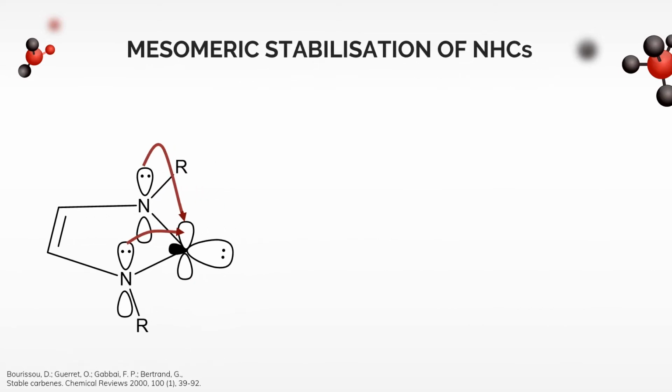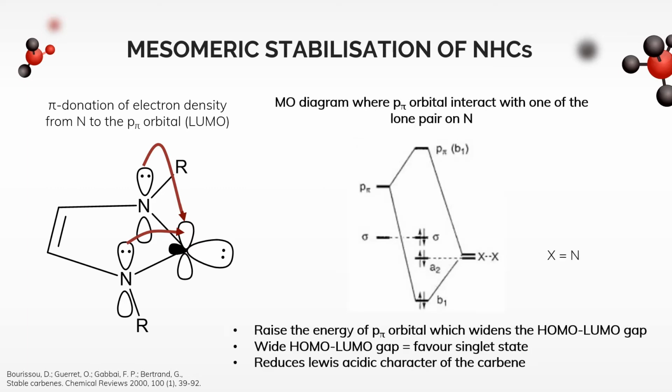For the mesomeric stabilization, it involves the pi donation of electron density from the nitrogen to the p pi orbital, which is the LUMO. From the MO diagram, the LUMO further interacts with one of the nitrogen atoms, which then raises the energy of the LUMO. This widens the HOMO-LUMO gap, and hence, NHCs prefer to be in the singlet state. The donation of electron density to the vacant p orbital also reduces the Lewis acidic character of the molecule, causing it to act mainly as an electron donor.